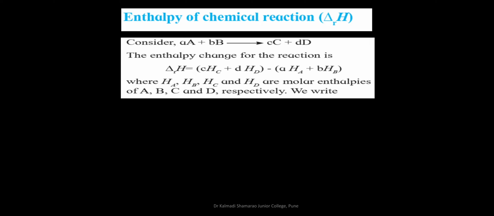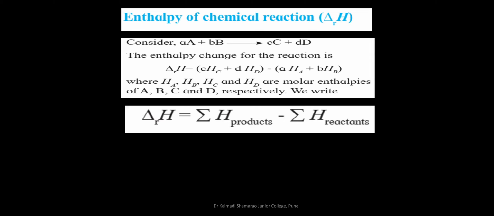The enthalpy change for this reaction can be given as delta HR equals (cHC plus dHD) minus (aHA plus bHB), where HA, HB, HC and HD are the enthalpies of A, B, C, D respectively, whereas small a, small b, small c and small d are the moles of A, B, C, D.